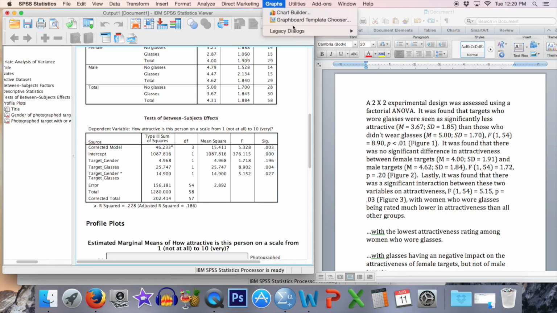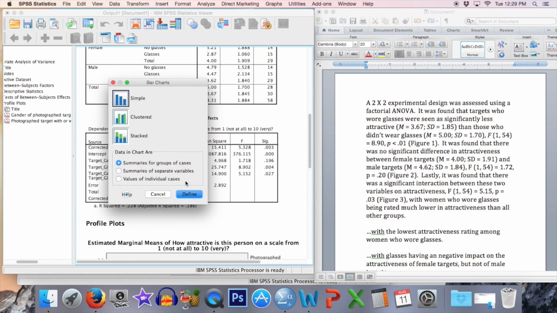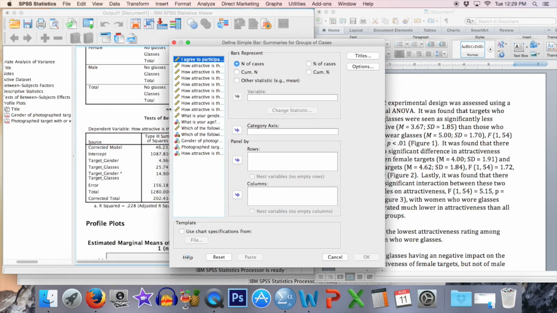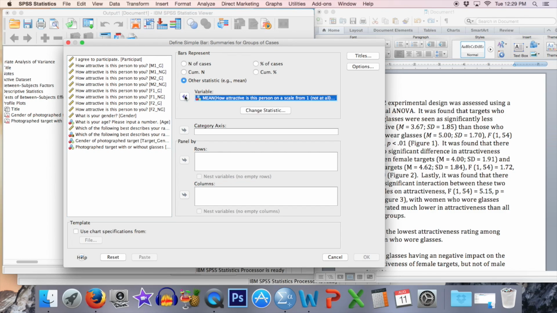So go to Graphs, Legacy Dialog, and Bar. And we're just going to keep it simple, keep everything on default settings. And so right here, let me go ahead and widen this out a little bit. What we're going to do first is click Other Statistic, Mean, because we want our bars to represent the mean of the dependent variable, which in this case is how attractive the person is. So we'll put the DV, dependent variable, in the Variable box. And then we'll put the IV we're interested in the Category Axis box. And in this case, that's going to be whether or not the photograph target wore glasses.